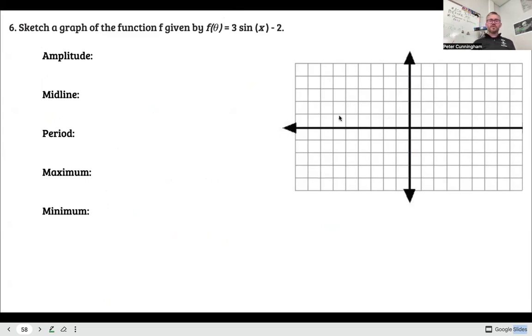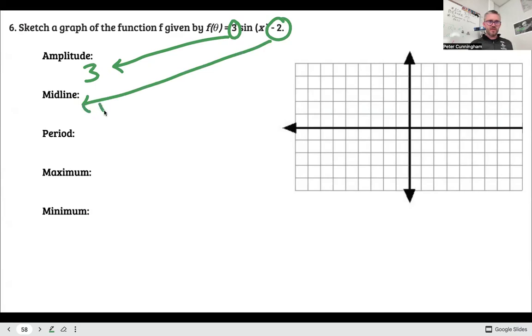All right, there's a few things I want to make note of before I start graphing this. Amplitude is just given to you. It's right here. What's the amplitude? It's 3 because it says 3 right there. So the amplitude is 3. The midline is also given to you, -2. So there's your midline, y equals -2.